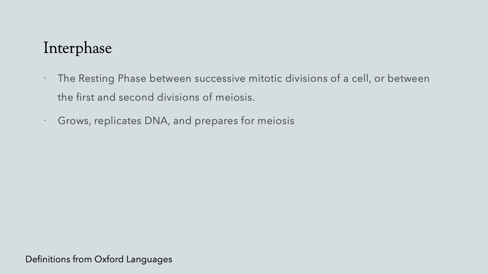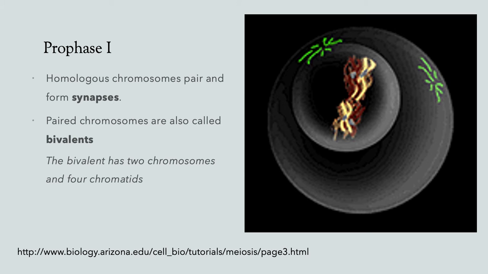So, interphase occurs first, before meiosis I. This is the resting phase. The cell grows, the chromosomes are replicated, and they prepare for division.